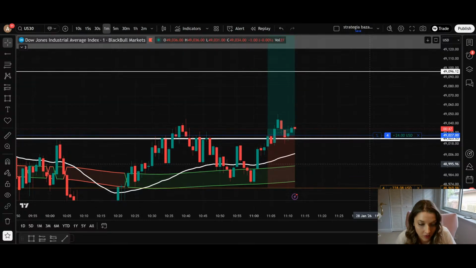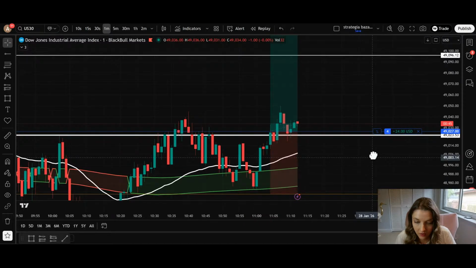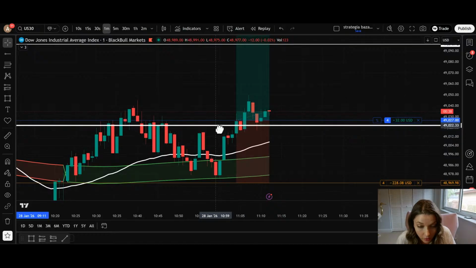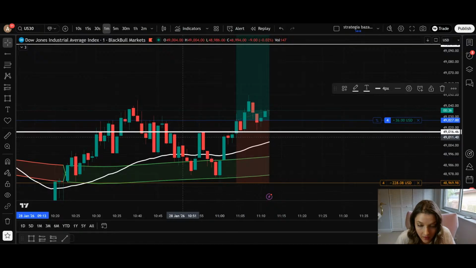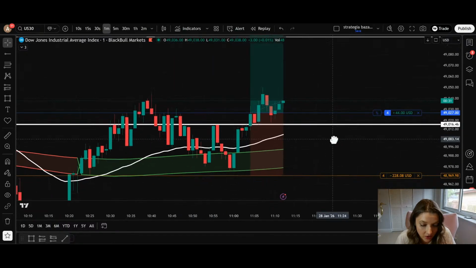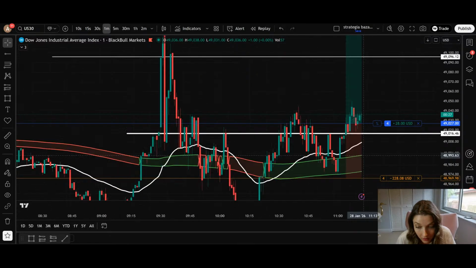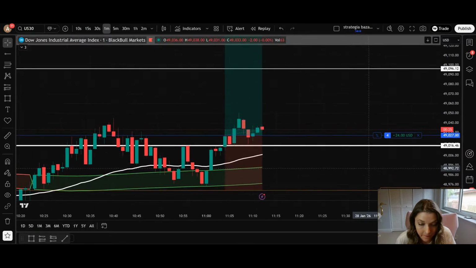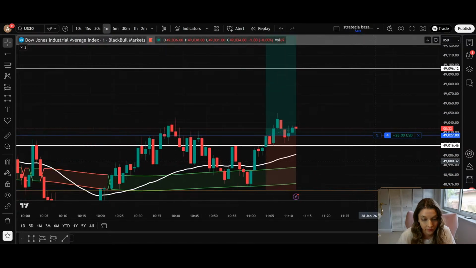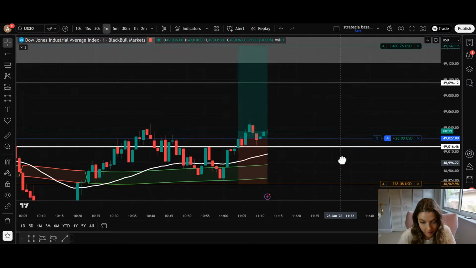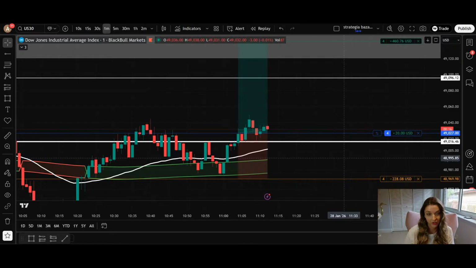Okay, so the reason I entered this, guys, is because I saw this W here. 1, 2, 3, W. W is a very strong pattern, and especially it was formed around the EMA and the SSL channel. So it's strong. It's kind of a rejection of the EMA.